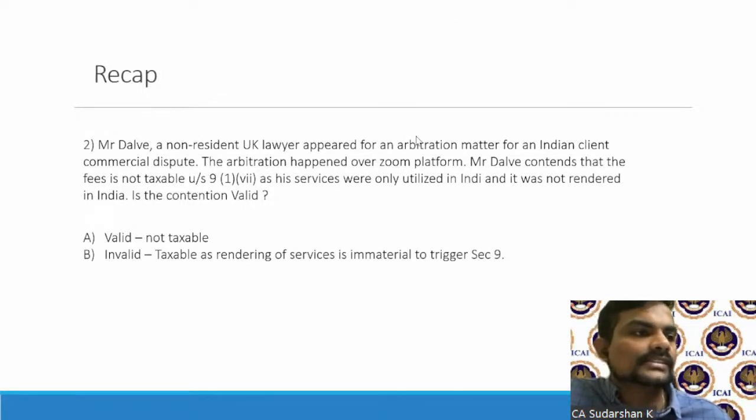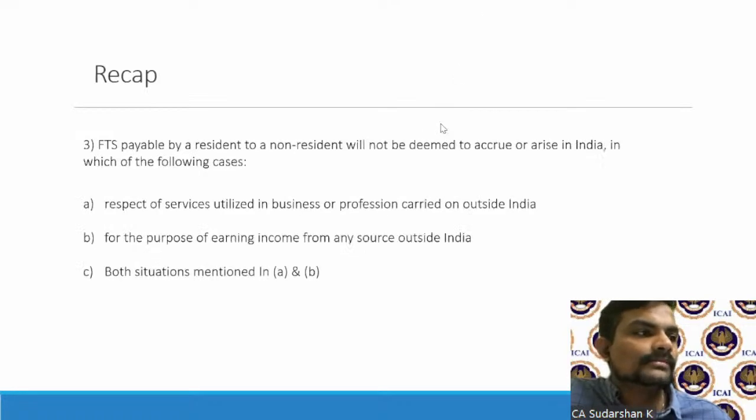As long as the services are utilized in India, then it will become taxable. So question number 3. Fees for technical services under Section 9(1)(vii), payable by a resident to a non-resident, will not be deemed to accrue or arise in India in which of the following cases? So a resident is making payment of FTS, fees for technical services, under 9(1)(vii) to a non-resident. It will not be deemed to accrue or arise in India in which of the following cases?